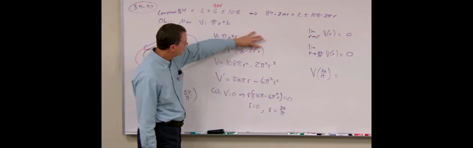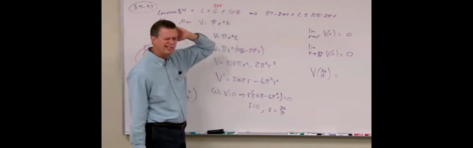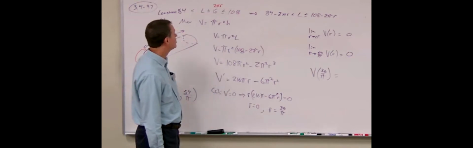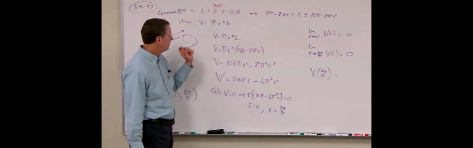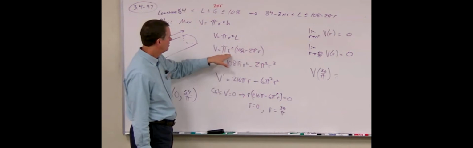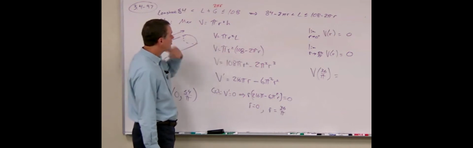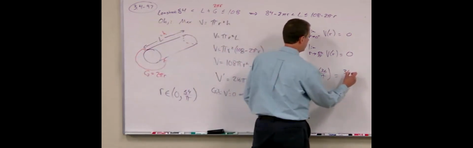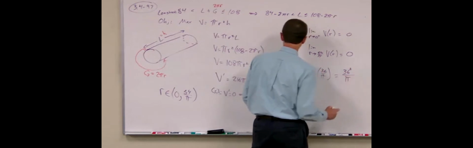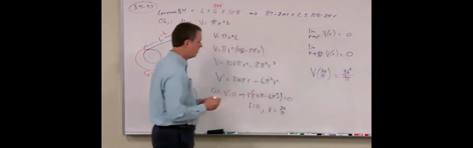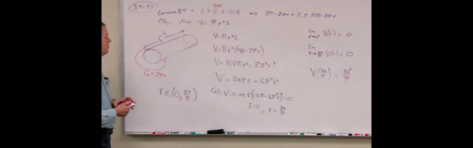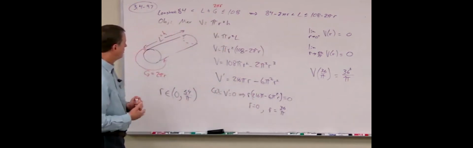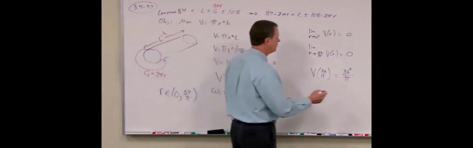So the pi's cancel here. 2 times 36 is 72. 108 minus 72 is 36. I got a 36 there, and then I got to put in that. That's going to be 36 cubed over pi, whatever that is. If I do my arithmetic right, that would be your maximum volume.